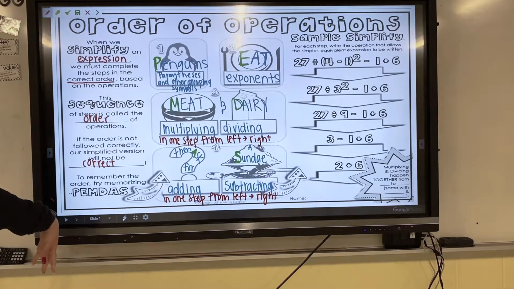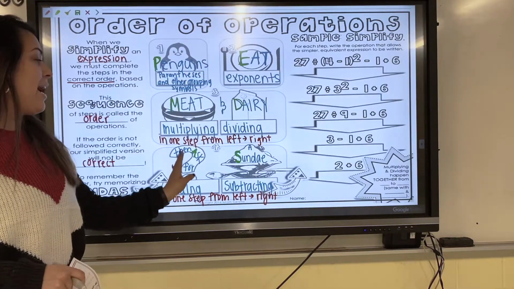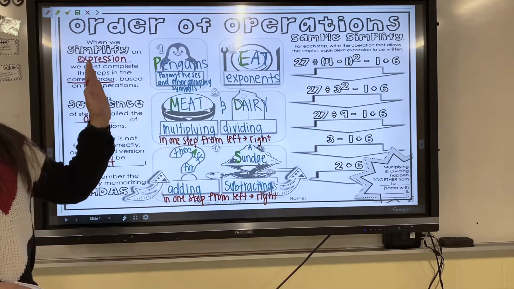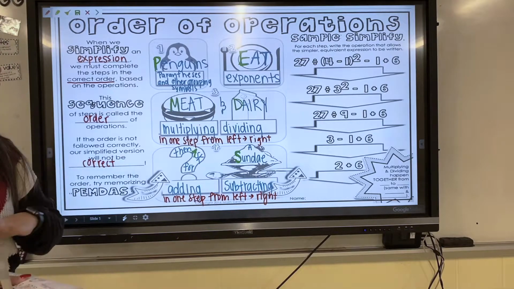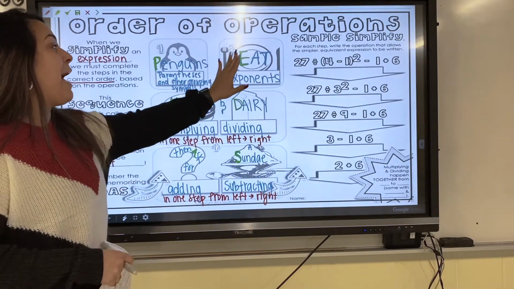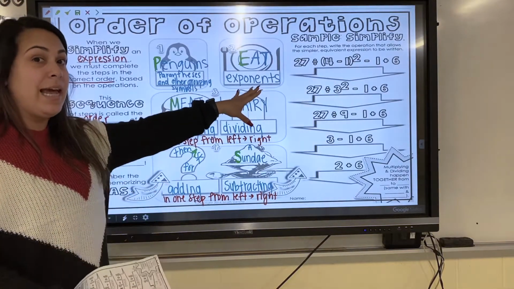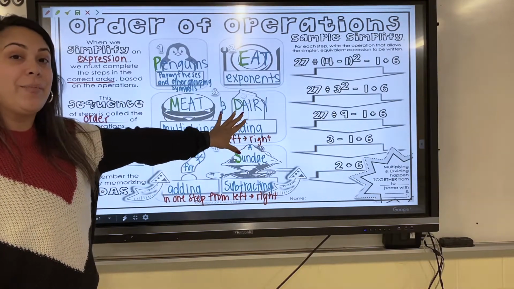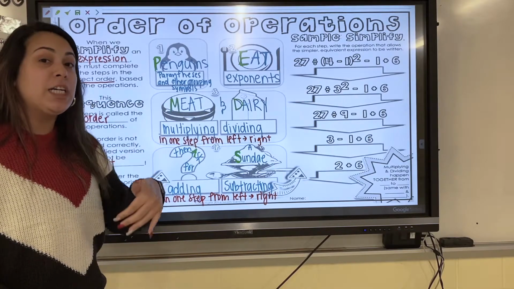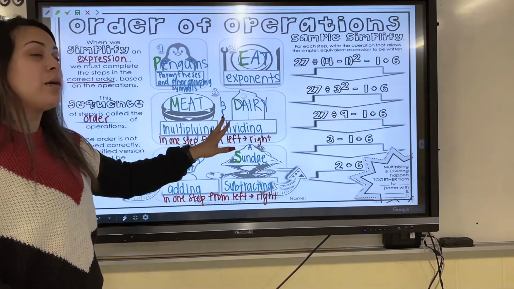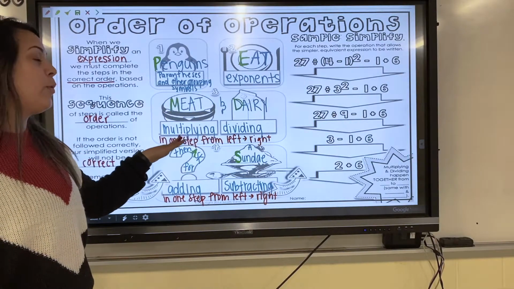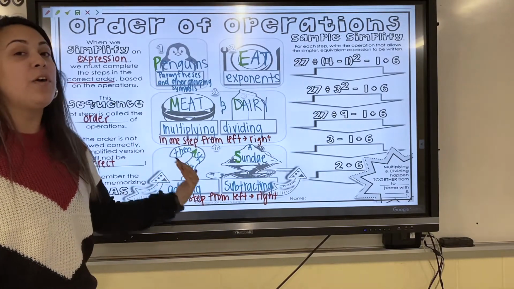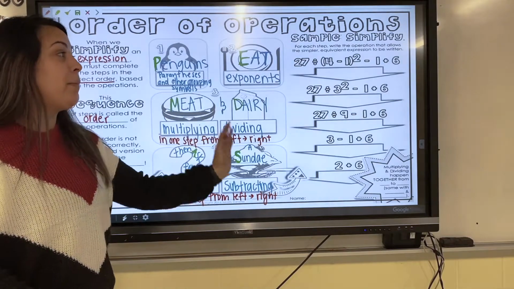So this is PEMDAS. Penguins eat meat and dairy, then ask for a sundae. So P means parentheses. That's our first order of operation. If we have a set of parentheses, we always have to do it first. Then when we're done solving for parentheses, we have exponents. If there's an exponent, we solve that next. Then we have multiplying and dividing. For this, we do whichever one is first from left to right. So if dividing comes first, we're going to divide before we would multiply. And the same for adding and subtracting. Whichever one comes first, that's the one we're going to do before we completely end.